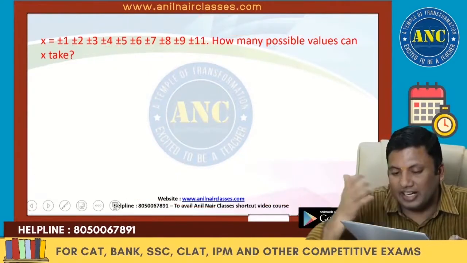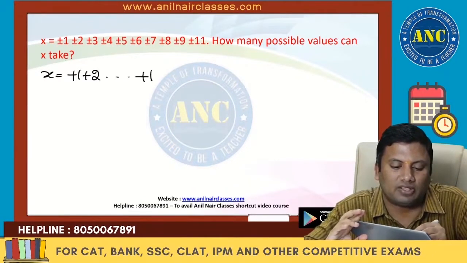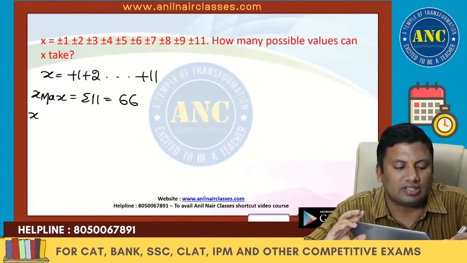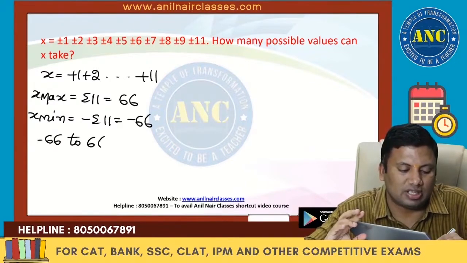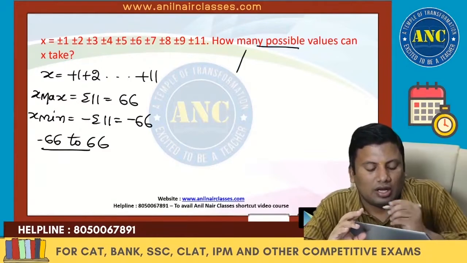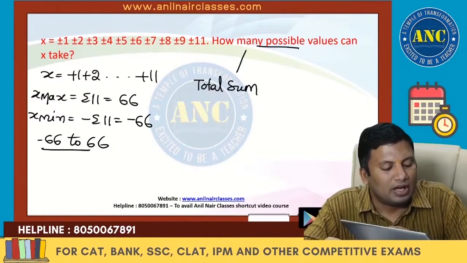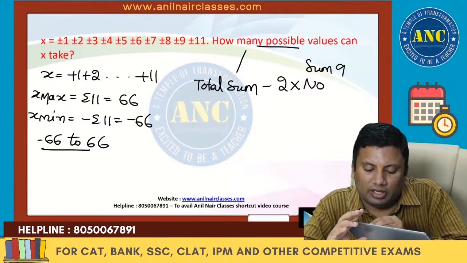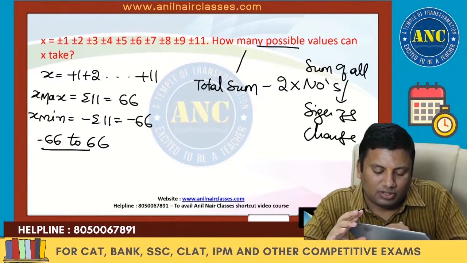Next one, it is ending with 11. So x is plus 1 plus 2 till plus 11. X maximum is summation 11, which is 66. X minimum is minus summation 11, which is minus 66. Minus 66 to 66. So what will be the total possible values? Best case, the total sum minus 2 into the sum of all the numbers whose signs are changed.